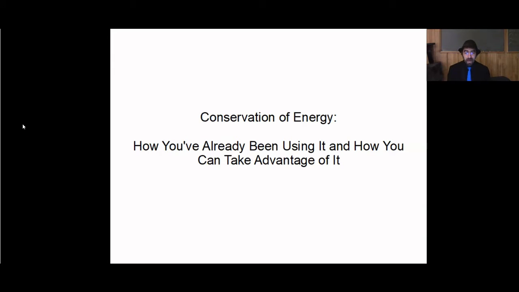Tonight I'm going to show how conservation of energy can be used to make a number of rather complicated, scary-looking physics problems easier to solve.